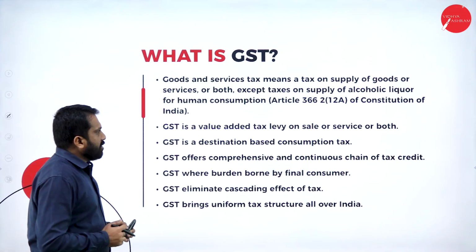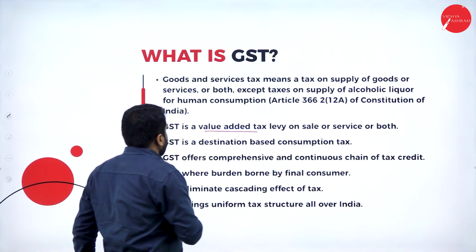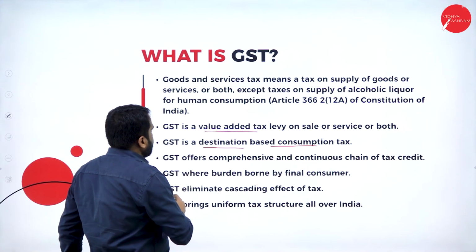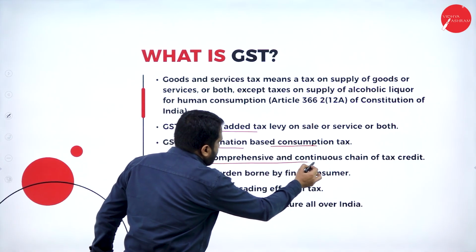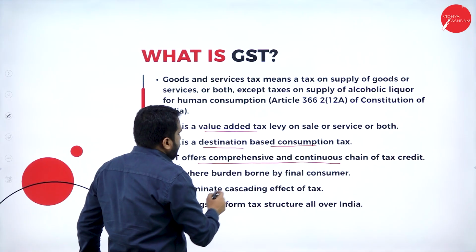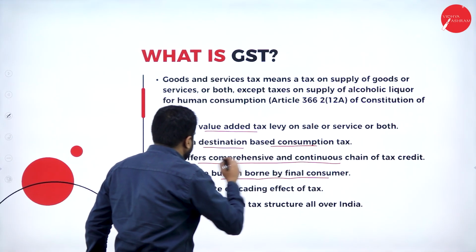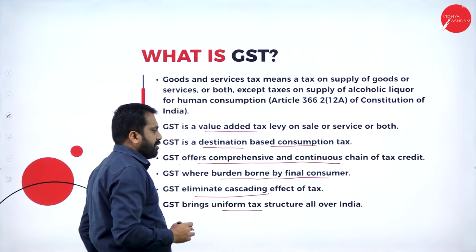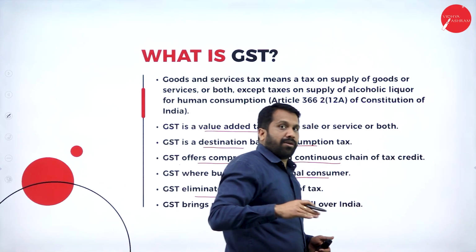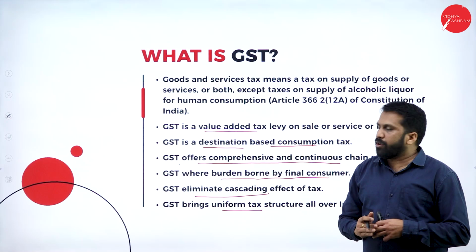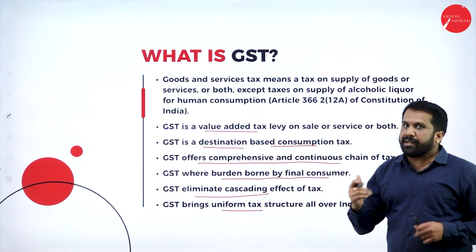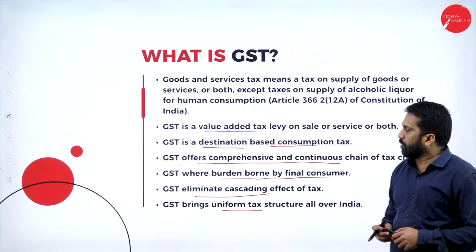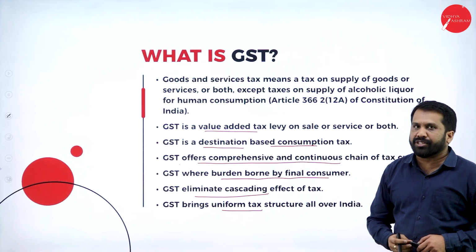Now, what is GST? GST is a value-added tax. GST is a destination-based consumption tax. GST offers comprehensive and continuous credit. And GST is a burden borne by the final consumer. It eliminates cascading. It is a uniform taxation. As I told you, from 0 to 100 years, everybody pays the same tax, and even poor to rich, rich to poor will pay the same tax. That is called a uniform tax structure.